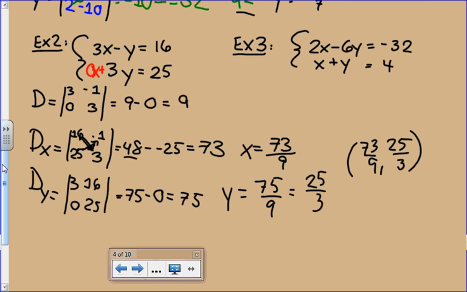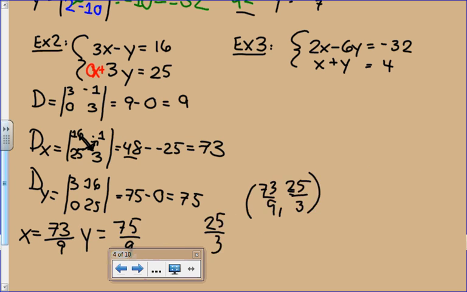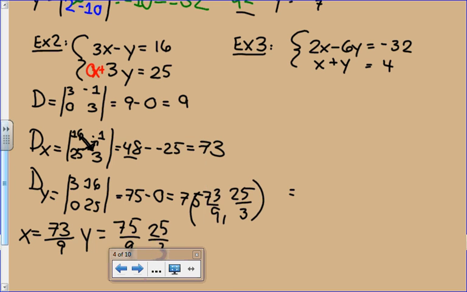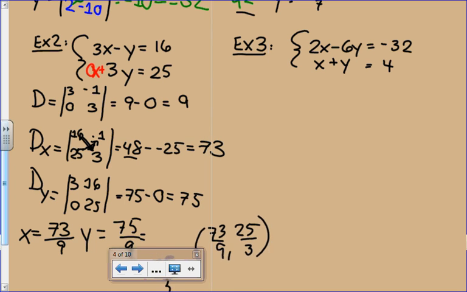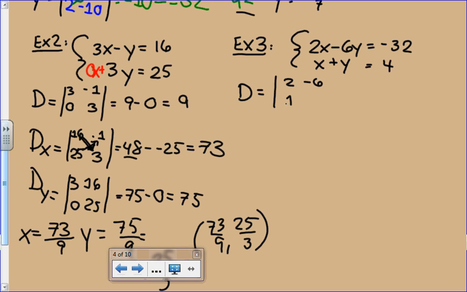All right, number 3. Here we go. Big D. What goes into big D? D sub x, the x column. So if you sub out the x column, you still have that y column right there. Just fill in what goes into the x column.